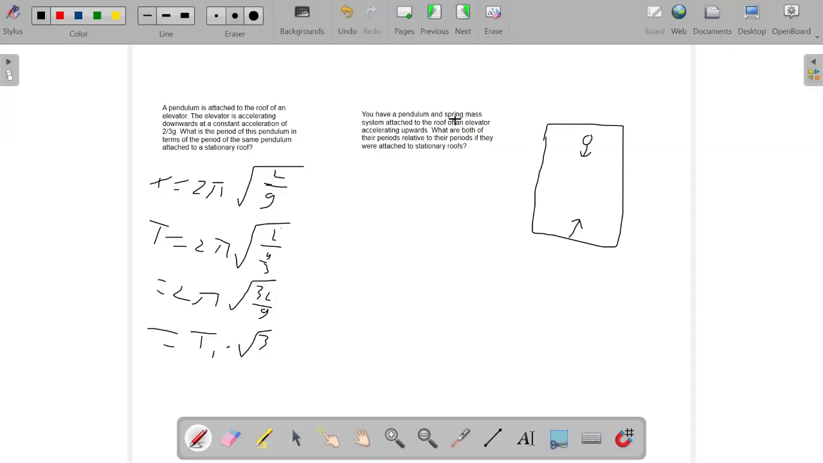Okay, next, the spring mass system. What's the period of a spring mass system? It's 2 pi square root of m over k. So there's no gravity here, so it's not going to be affected. What will be affected, however, is how low the point of equilibrium will be. Because gravity is relatively higher, it's going to hang at a lower height.